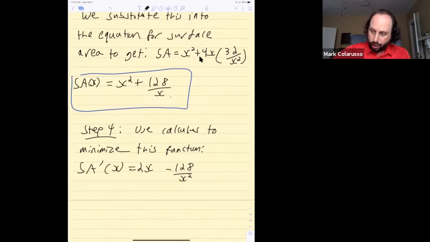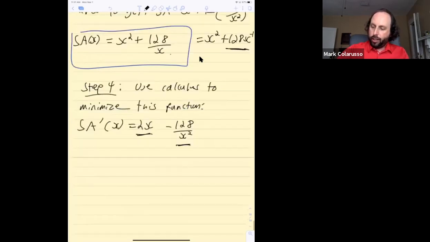Again, if you want to write this in terms of powers, this is x squared plus 128 x to the minus 1. I was so focused on the 128 over x that I forgot to differentiate the x squared. All right, so the derivative of x squared is 2x, and the derivative of this guy is minus 128 x to the minus 2, which I've written like this. Okay, and now set S prime of x equal to 0 and solve.